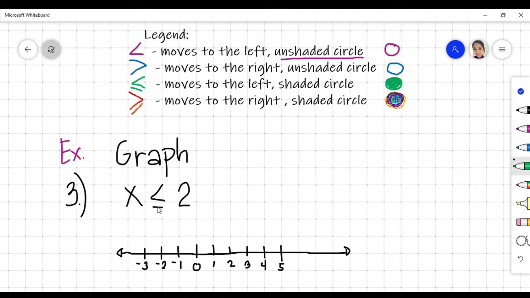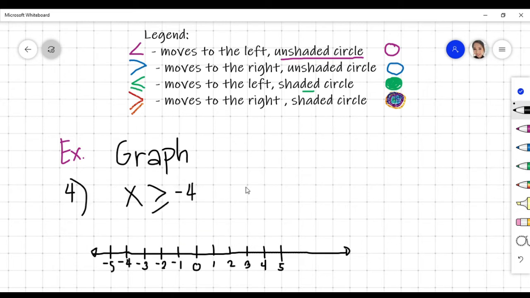Number 3, graph x less than or equal to 2. So we make use of the symbol less than or equal. From our legend, it moves to the left, and this time we will make use of the shaded circle. So let's put the shaded circle above positive 2. Now, since it's shaded, positive 2 is included in our solution set. Less than or equal to, pointing to the left, so we will move to the left. So the solution set for x less than or equal to 2 are the numbers to the left of positive 2, and 2 is included.